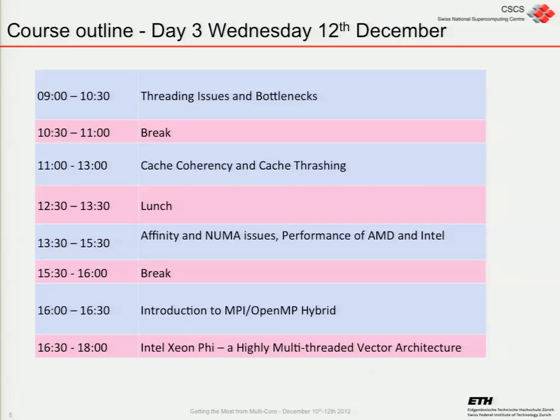And then on day 3, we continue with multi-threading, because although there are 2 strands to what we want to talk about, vectorization and multi-threading, both are required if you want to get the most powerful usage of modern multi-core processors. Threading is the one where you generally have to do more work. So we'll be looking at some cache coherency and cache thrashing issues that can slow your codes down, and affinity and NUMA issues. You'll also be able to see the difference between AMD and Intel processors.